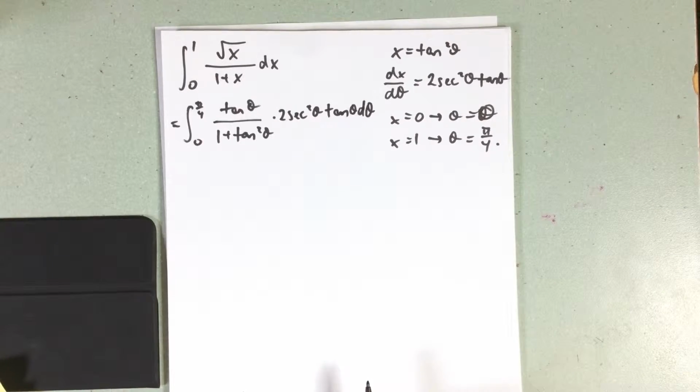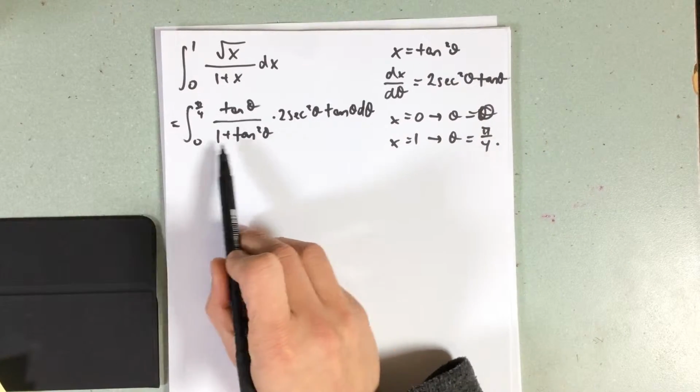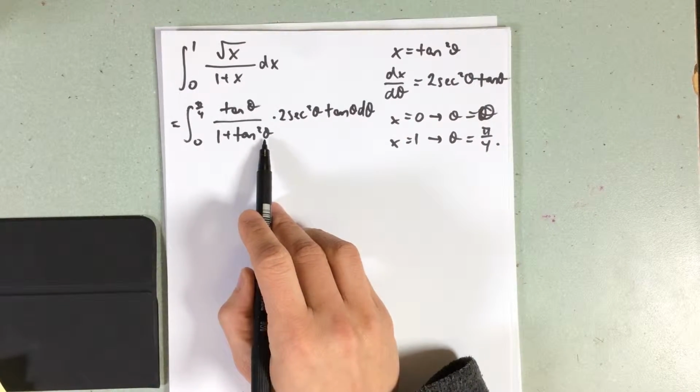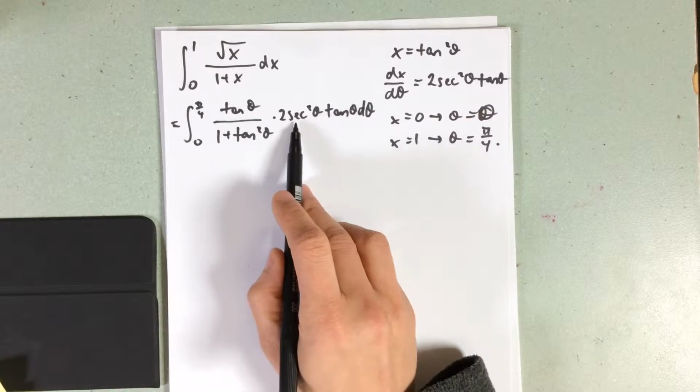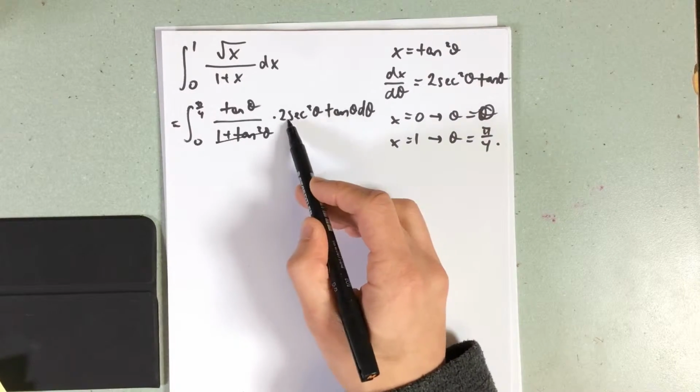Okay, just enough room. Great. Now you can see that on the denominator here, 1 plus tan squared, that's an identity. That's just sec squared. So in fact, I'm going to cancel that with that.